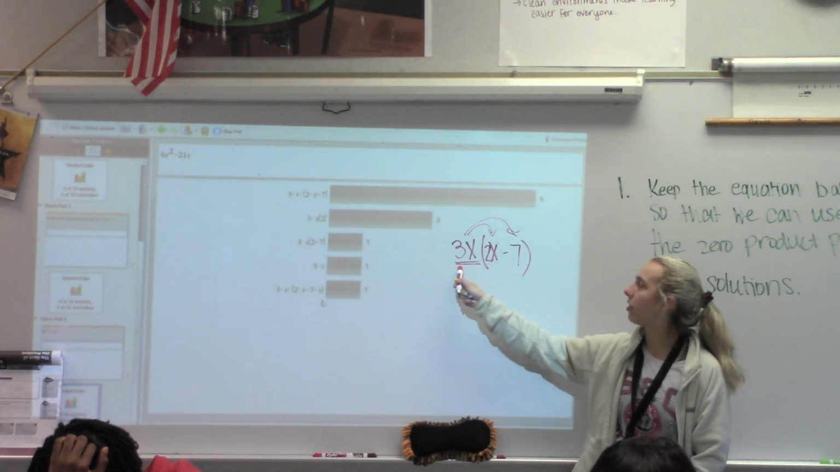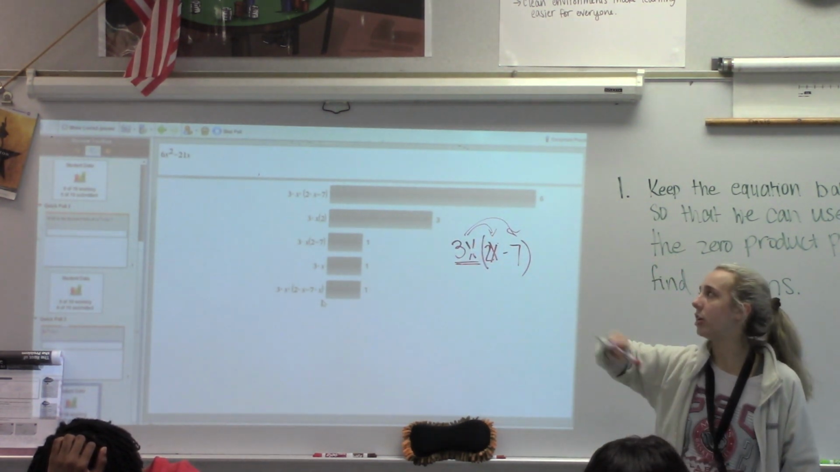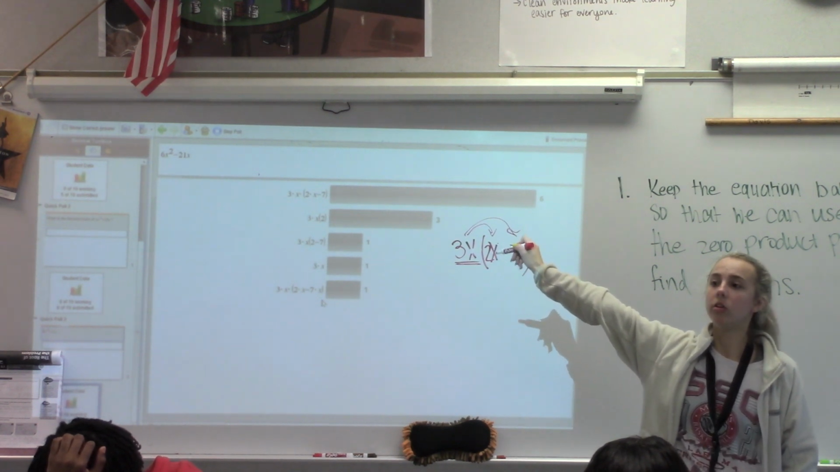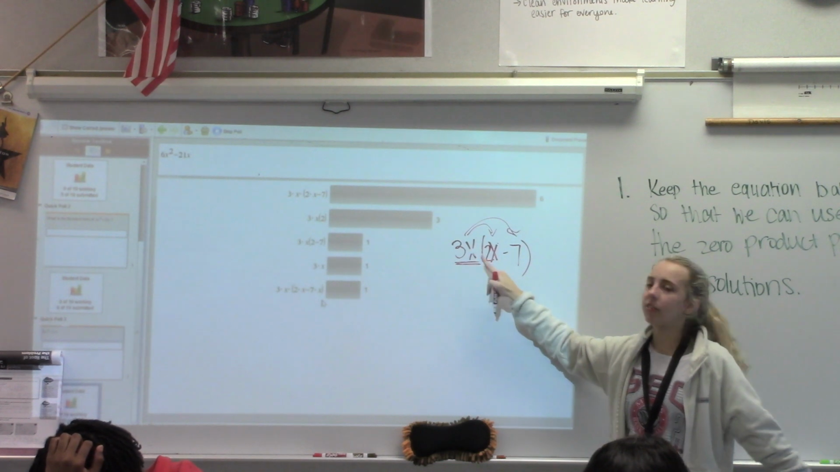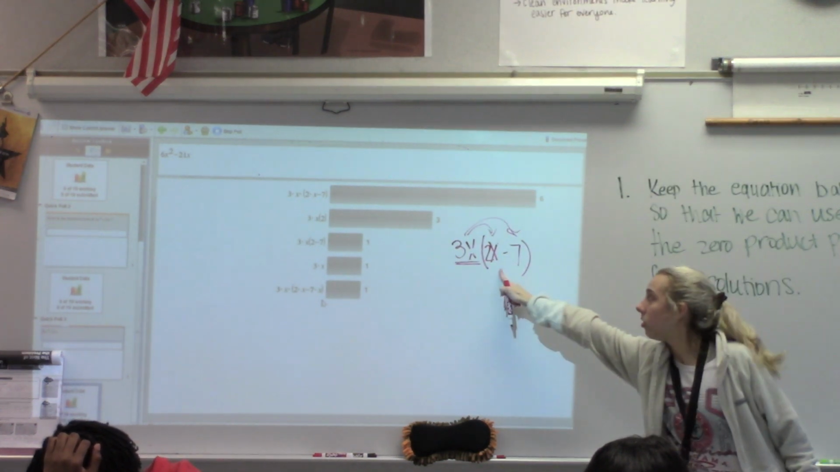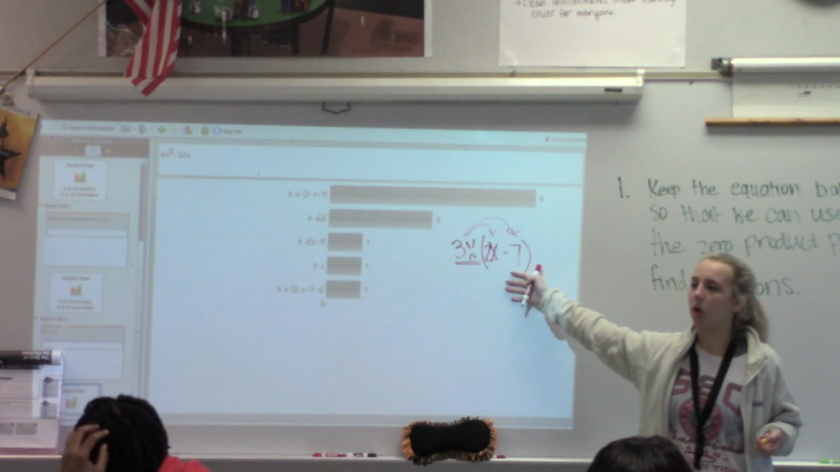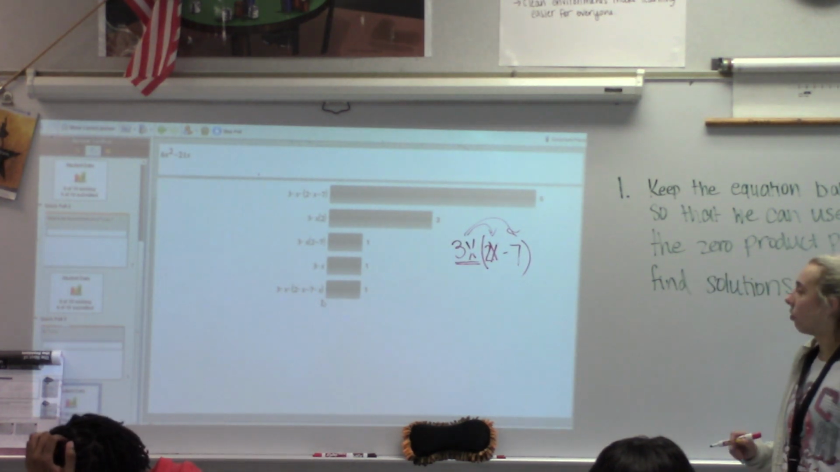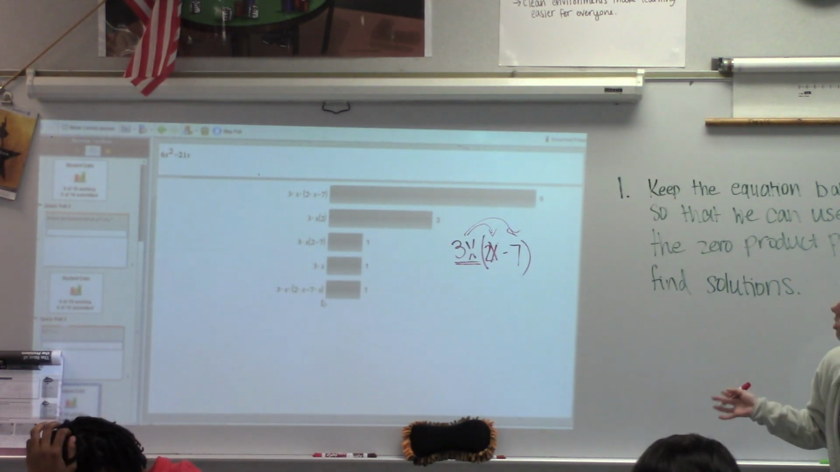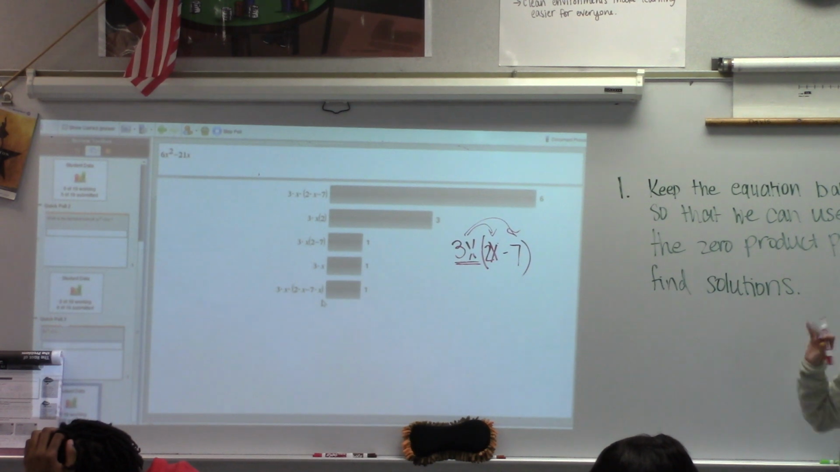So remember, when we pull out a 3x, my first term that I multiplied has to equal what? 6x squared. Okay, so I'm like, 3x times what gives me that? 2x. And then where's that negative 7 come from? 3 times 7 equals 21. Right, that 3x times negative 7 gives me negative 21x. So this is how we write it in factored form.